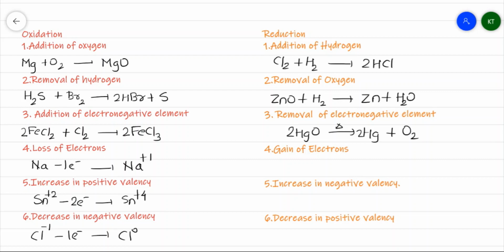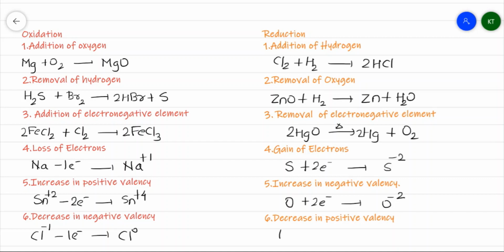The gain of electron. So once again, I can take an example here. Sulfur will gain 2 electrons and gets converted into S minus 2. So there is a gain of electron. That's called your reduction. Then I have an oxygen atom which has 6 electrons in its outermost shell, readily gains electrons, and gets converted into O minus 2. So there is an increase in negative valency, O0 getting converted into O minus 2. That's called your reduction.